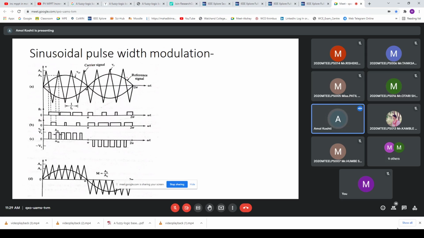Then sinusoidal pulse width modulation. So it is a very famous method. In short, it can also be called the SPWM method. Okay, sinusoidal pulse width modulation. So here we take the high frequency carrier wave, in triangular form, and we impose this high frequency carrier wave on this fundamental sinusoidal wave, or sinusoidal signal, and again based on the comparison, or based on the intersection points of this high frequency carrier and this sinusoidal signal, we take the pulses.